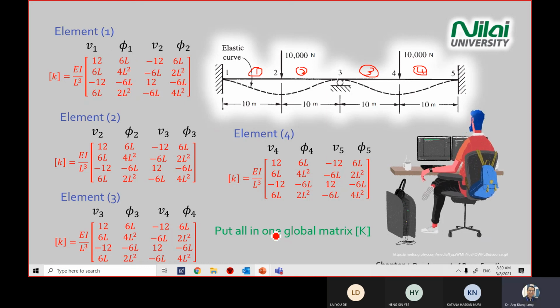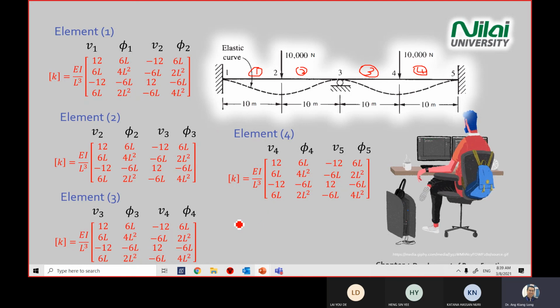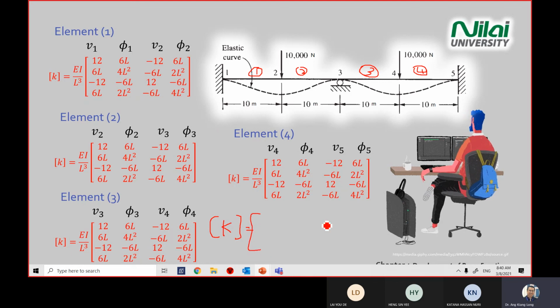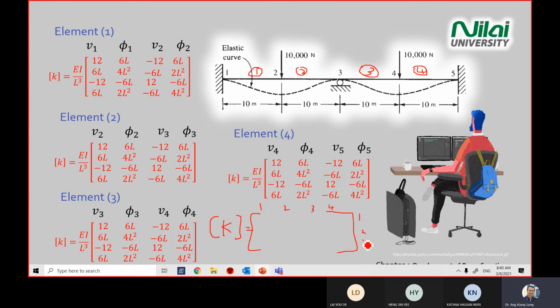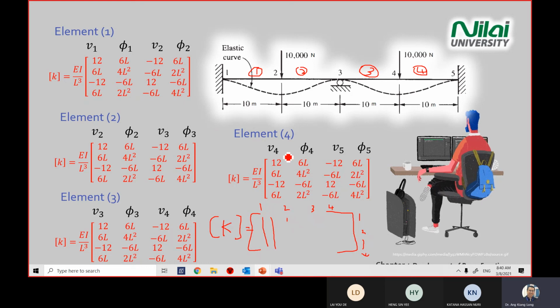If you write the matrix later on with this capital K, expect something very big. So you have elements 1, 2, points 1, 2, 3, 4, points 1, 2, 3, 4 here. Each one has 2 columns. So you have 8 rows of numbers. Each point will have two degrees of freedom. You have 1 row for V, 1 row for rotation. So you have 8: 1, 2, 3, 4, 5, 6, 7, 8.